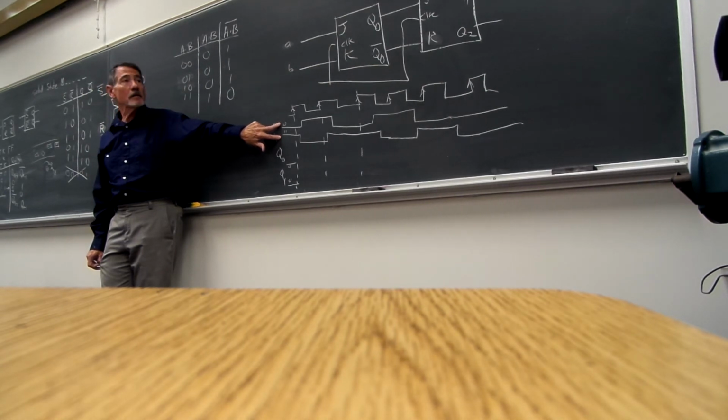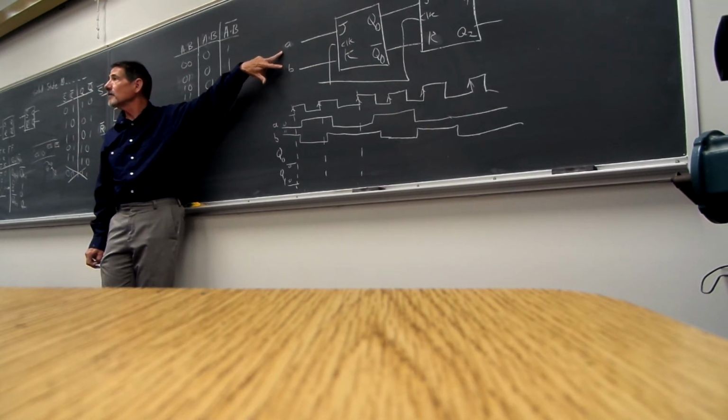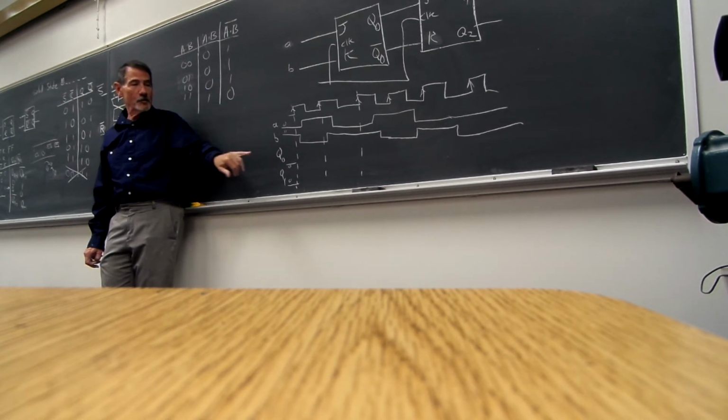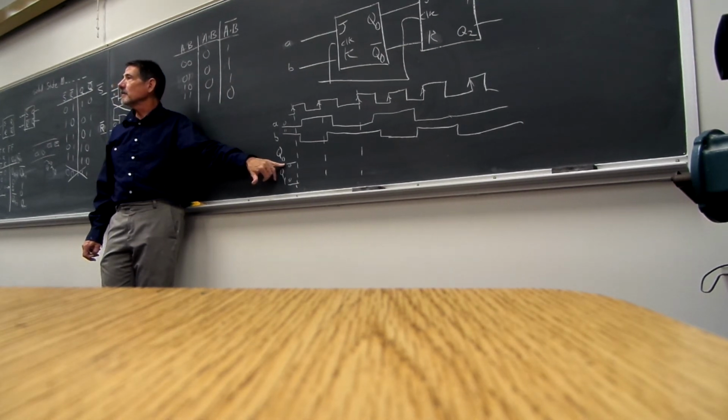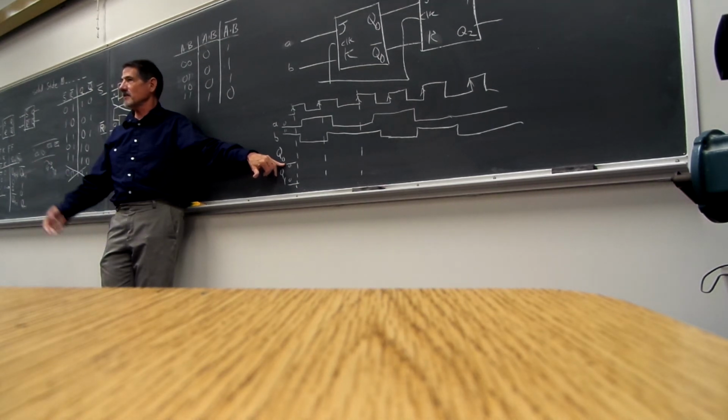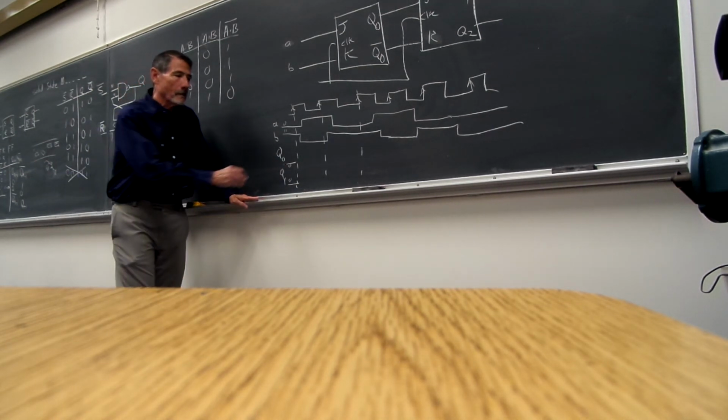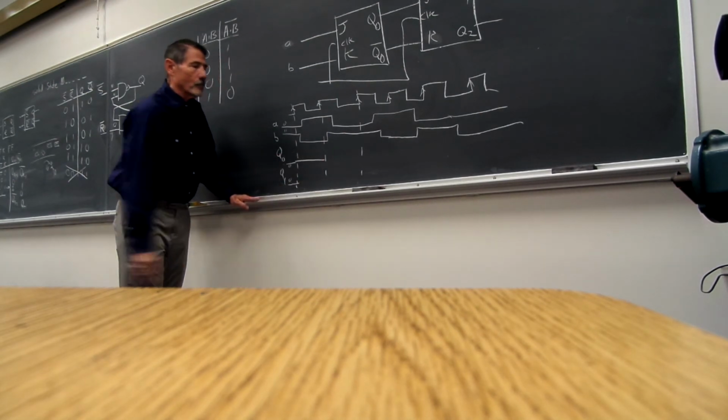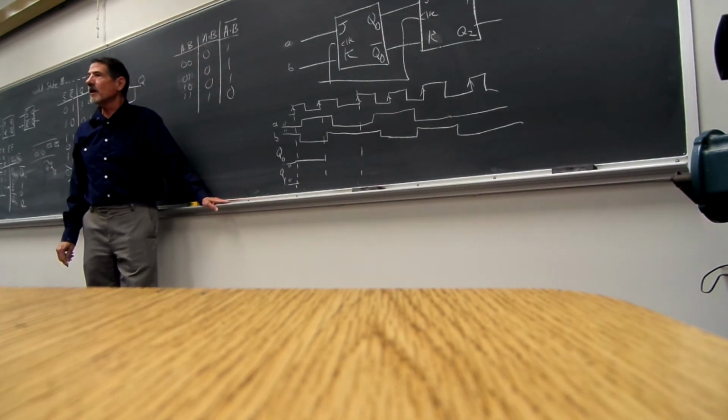The J is a 0, the K is a 1. That does what? It resets it. Means that our Q is going to go to a 0. But it is what? It's already a 0, correct? So it just stays there. Okay, it stays at a 0.